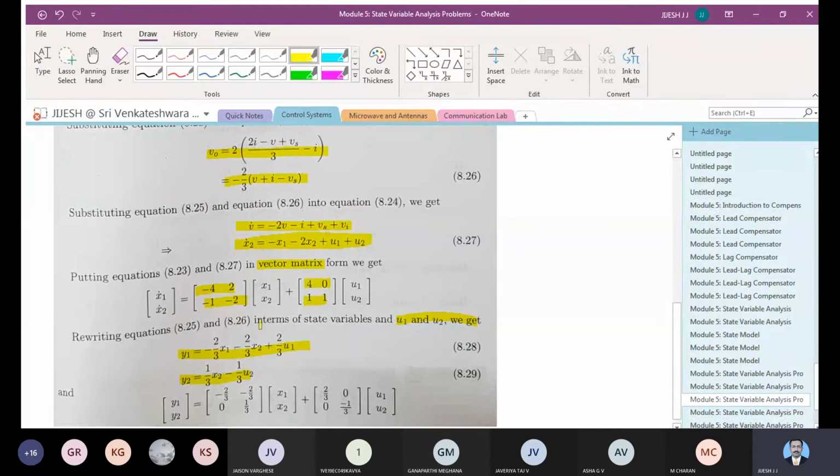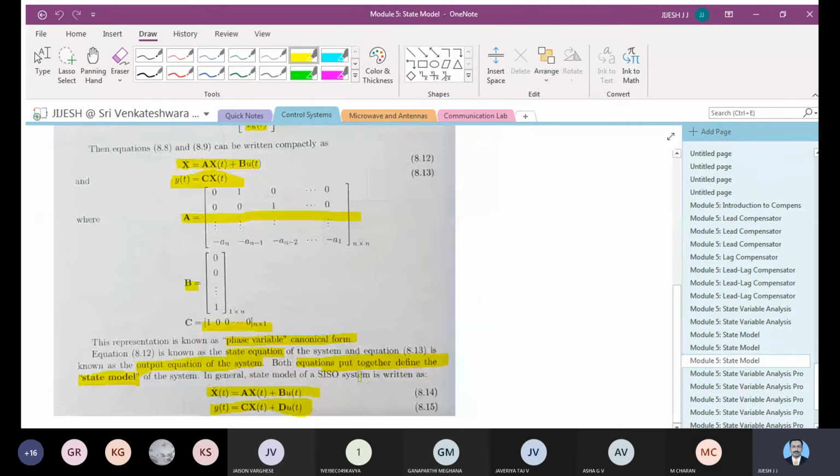This has to be done using the matrix method, so you have to convert it into matrix form. So it will be [y1; y2] is equal to [-2/3 -2/3; 0 1/3] [x1; x2] plus [2/3 0; 0 -1/3] [u1; u2]. So this is what you get. You got both the equations, in terms of x dot of t as well as y of t. This put together you can call a state model.